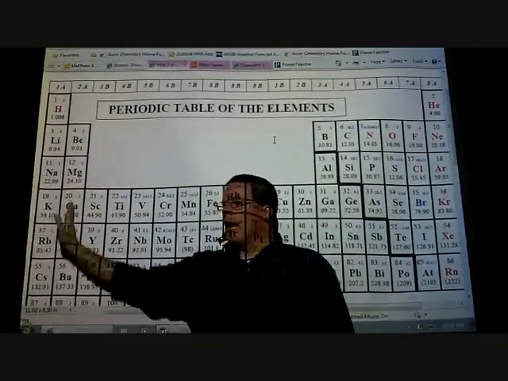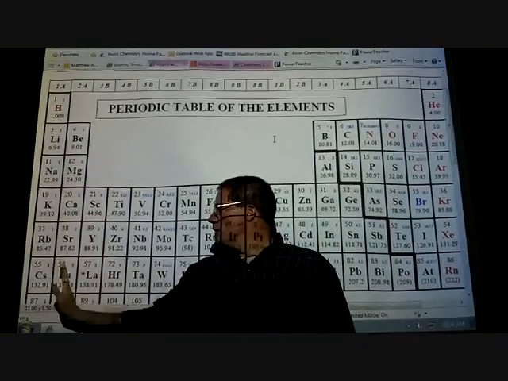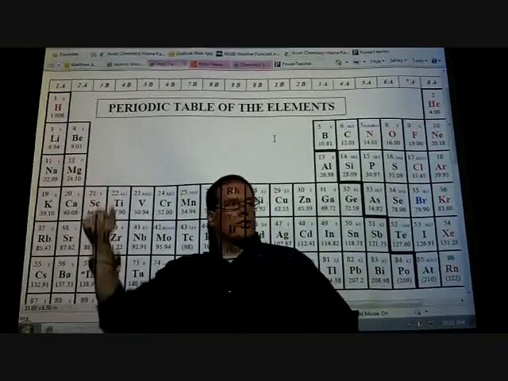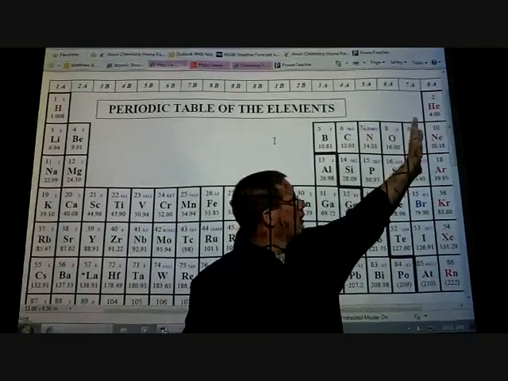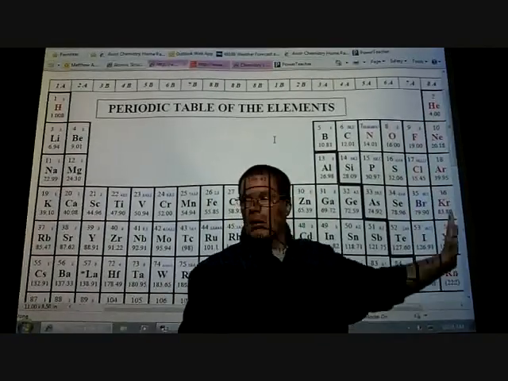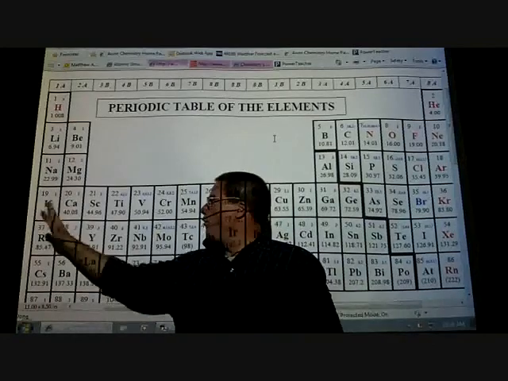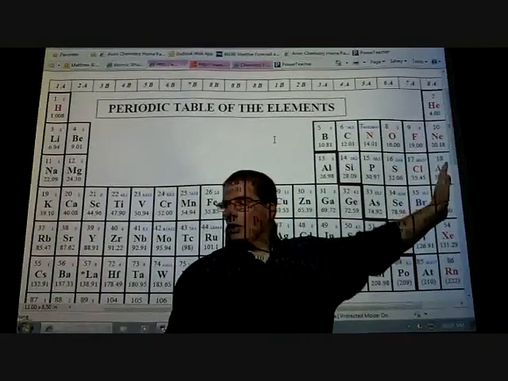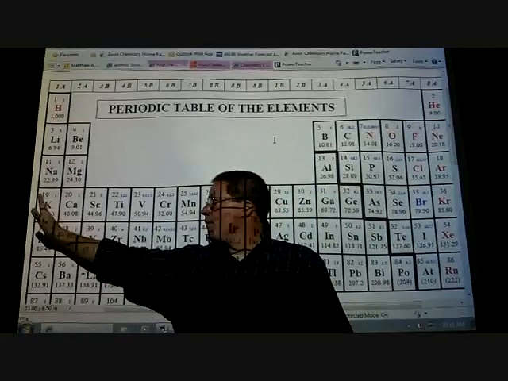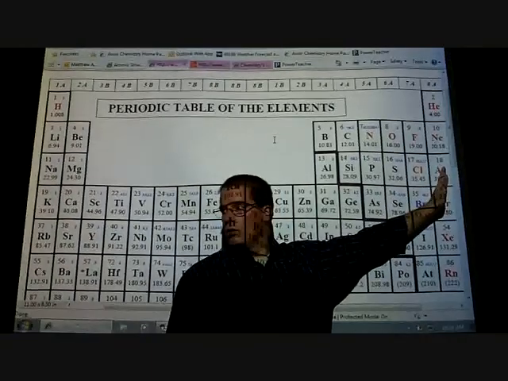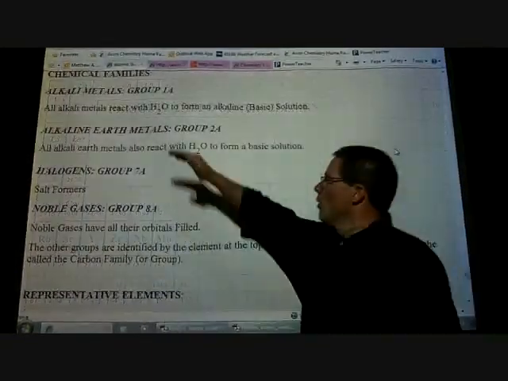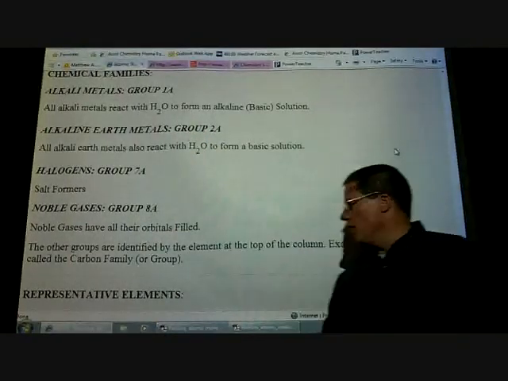2A is the alkali earth metals. Alkali earth metals. Skip all the way over here to 7A. These are your halogens. And the last column is your noble gases. So you need to know 4 of these columns. Okay? Alkali, alkali earth, halogen, and noble gases. All right, so here are those 4 columns that I just gave.